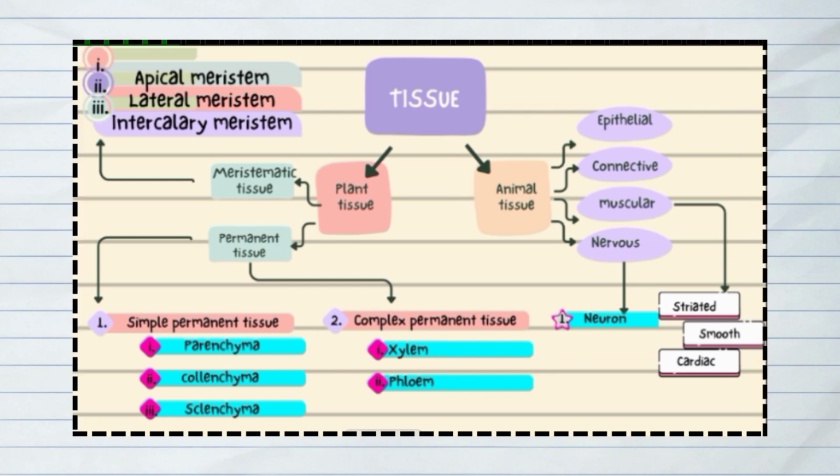Permanent tissue is categorized into simple and complex. Let's look at the simple: it contains parenchyma, collenchyma, and sclerenchyma. Complex permanent tissue contains xylem and phloem.